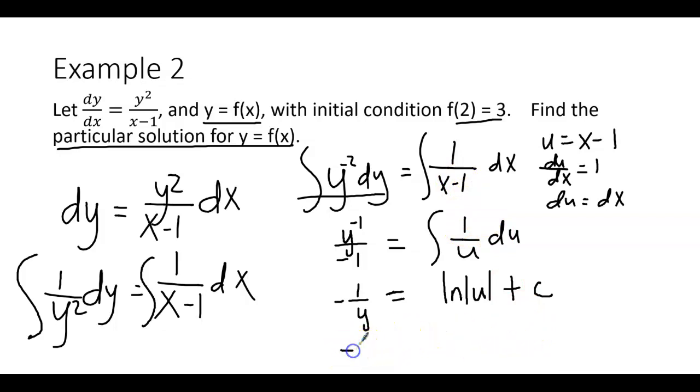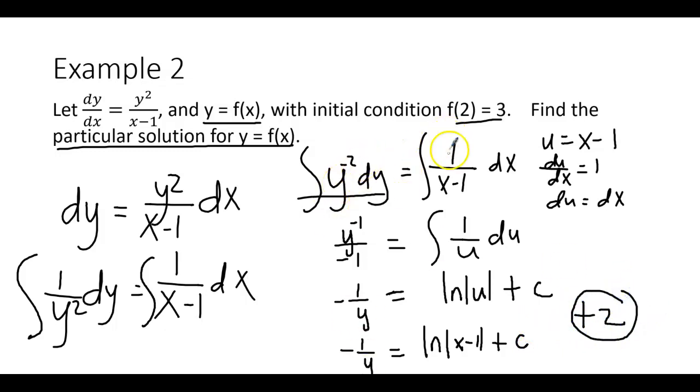Now that I've got that done, we want to do our back substitution now. So I'm going to replace the u with what u equals. U is x minus 1. All right, so right there, we just added 2 more points. You get 1 point for integrating one side and 1 point for integrating the other side. So now we're up to 3 points total, okay, for this one question.